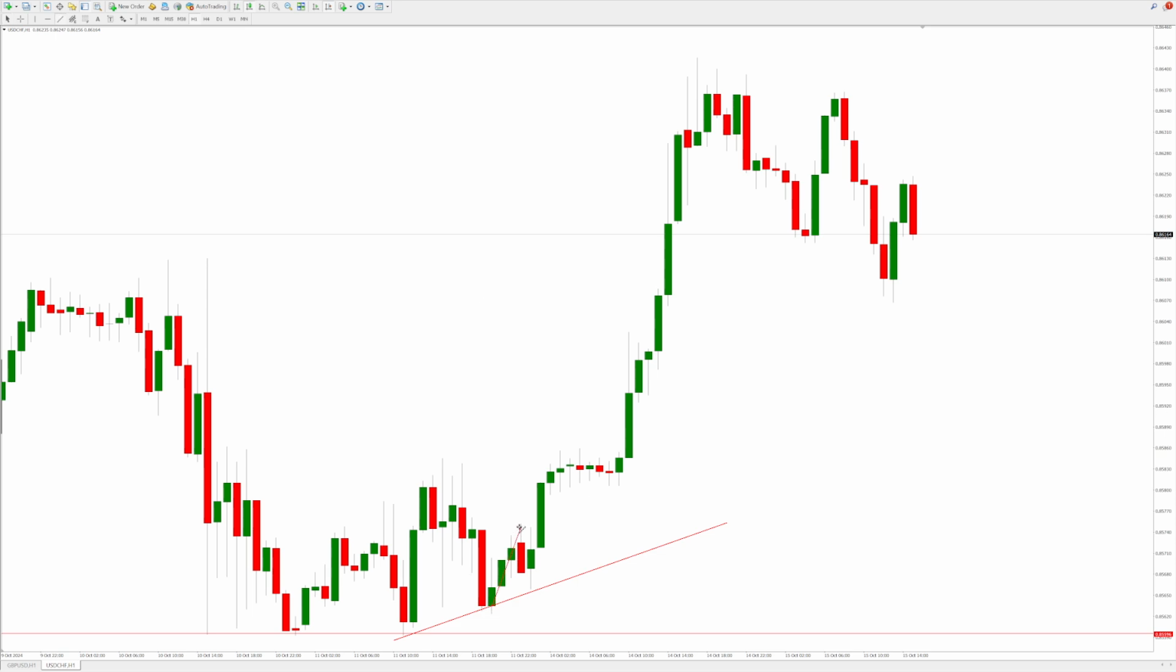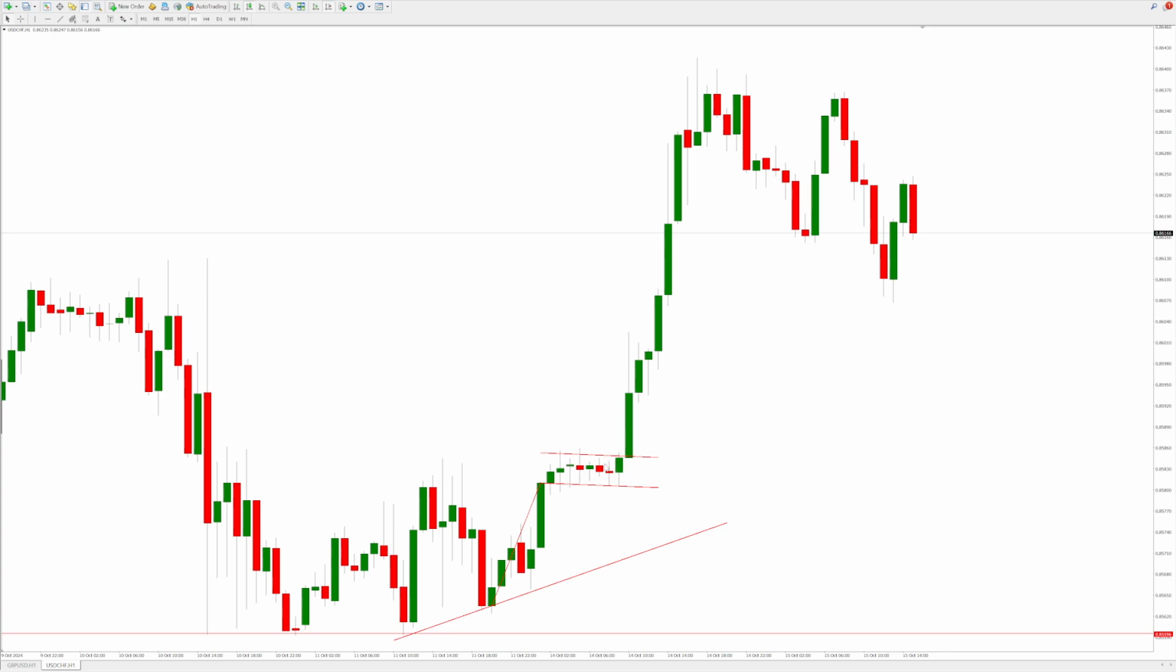And there we go. Have you spotted it? 5, 4, 3, 2, 1. There you go. There's my flag. I'm flying my flag, my red and green flag. I'm flying it proudly. And we trade the breakout here.